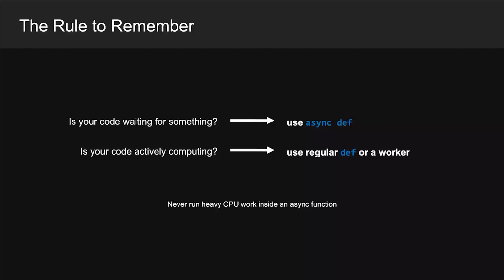Here's the simple rule. Ask yourself, is my code waiting for something or is it actively computing? If it's waiting, use async def. If it's computing, use a regular function or a separate worker. And one thing to never do: don't put heavy CPU work inside an async function. It will block your server and make things worse, not better. That one question, waiting or computing, is all you need to make the right call every time.